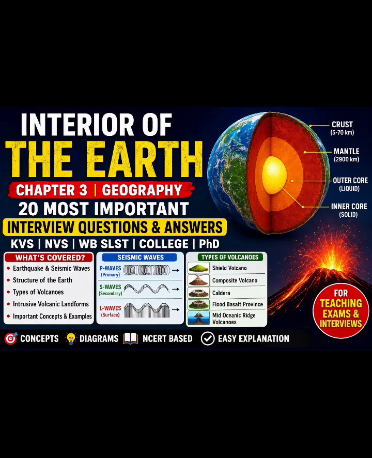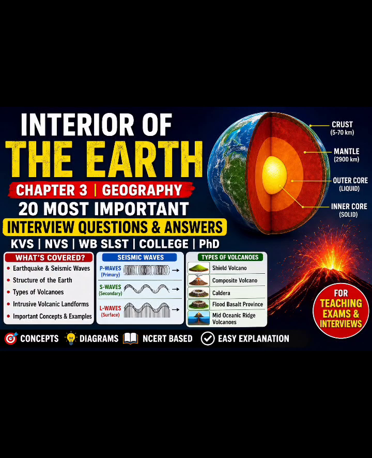How do we know about the interior of the earth although we cannot directly see it? So information about the interior of the earth is obtained from direct and indirect sources. Direct sources include mining, deep drilling and volcanic eruptions. Indirect sources include seismic waves, gravitational field, magnetic field and meteorites. Among these, seismic waves provide the most reliable information.